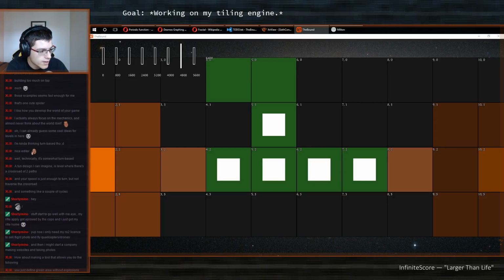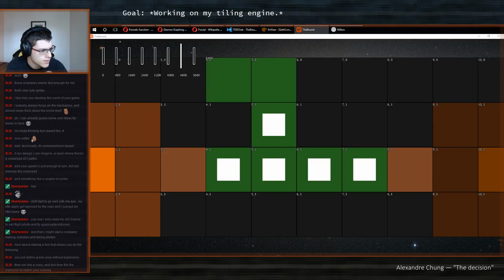Define green areas without explosions. I think I'm gonna do that actually. That way it's easier to create levels. Like know what's possible, then run like crazy. Oh, and then fill the explosion to match. That's actually cool. I like that idea. Or at least do your thing.